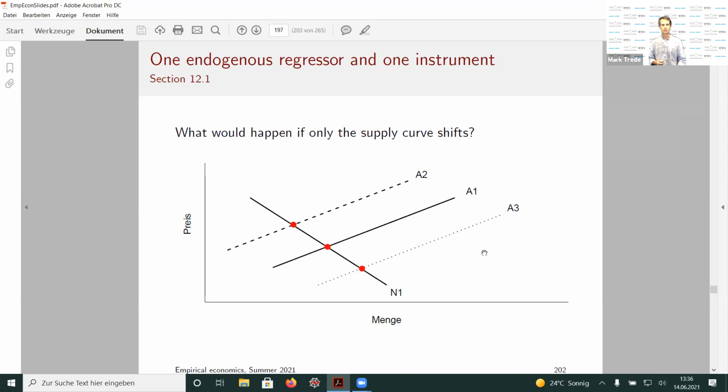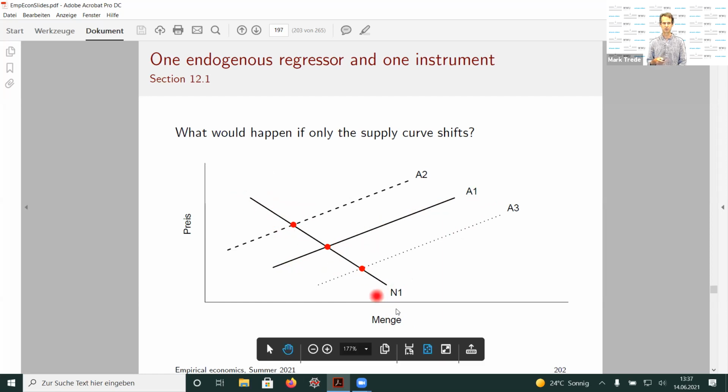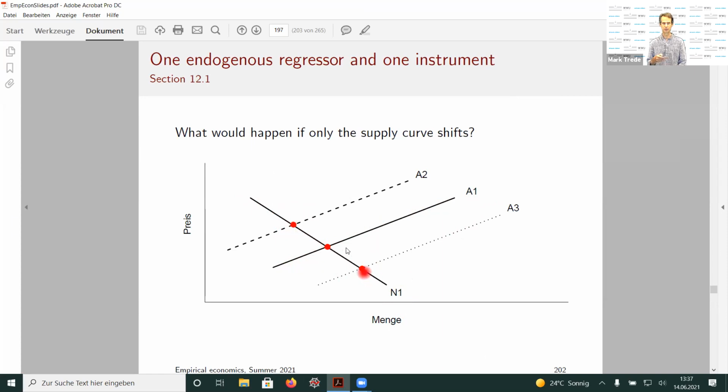But what would happen if we were able to only look at shifts in the supply curve? Suppose we were able to keep fixed, in a way, the demand curve, hold it fixed, and only let the supply curve shift. So again, we have these three supply curves, A1, A2, and A3, but now the demand curve is really just fixed here. And the 3 points that we observe are these 3 dots.